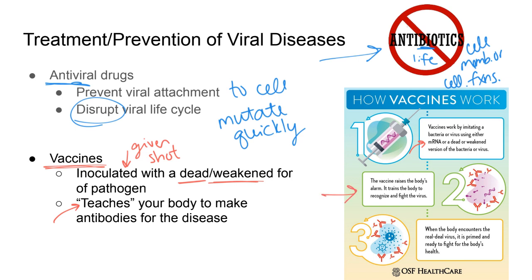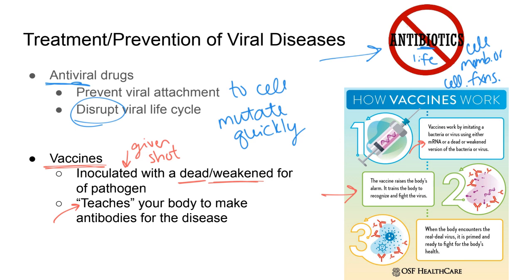So whether that's the dead or the weakened form, or if it's the mRNA form, the mRNA will enter your cell. It doesn't go to your DNA, because we know that's not the direction things flow. They flow DNA to mRNA to the protein. And then it'll use your own cells to make the proteins that the virus contains. So not the DNA, just the proteins that the virus contains.